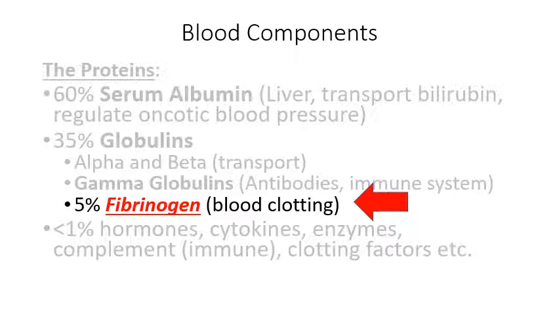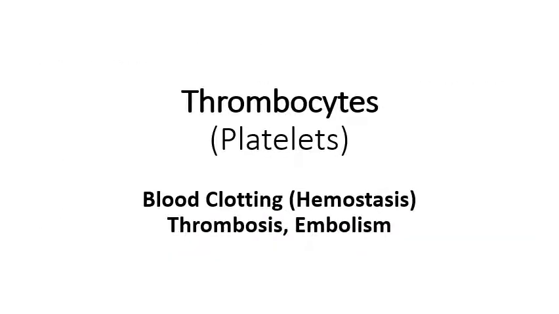Okay, now, speaking of blood clotting, we said that only 7% of the serum volume is taken up by proteins, and only 5% of those are a protein called fibrinogen. And fibrinogen is an important protein in blood clotting. So we'll talk about blood clotting. All right, so let's talk about thrombocytes. Thrombocytes are involved in blood clotting, which is, of course, the process called hemostasis.